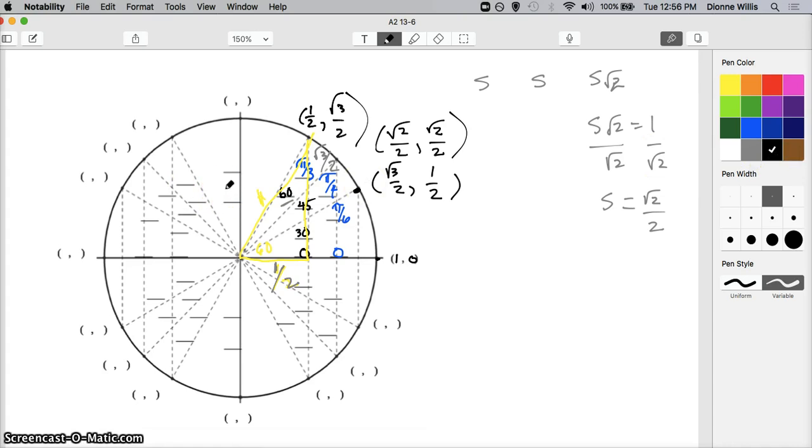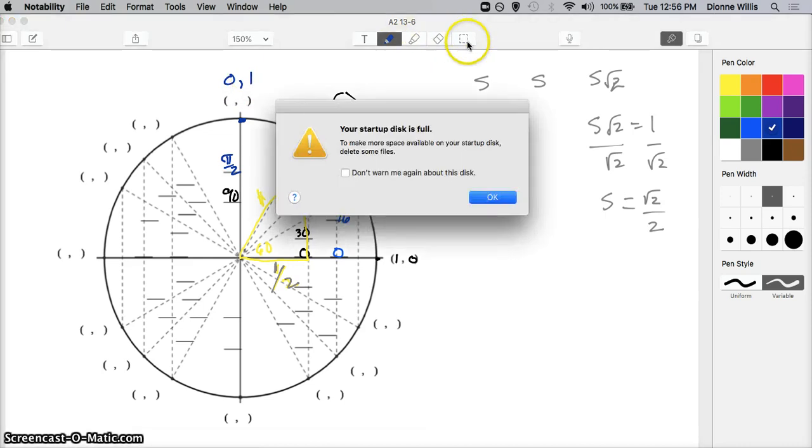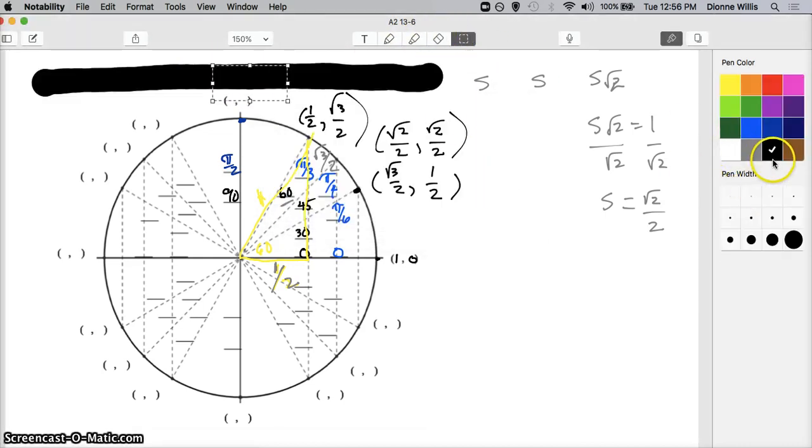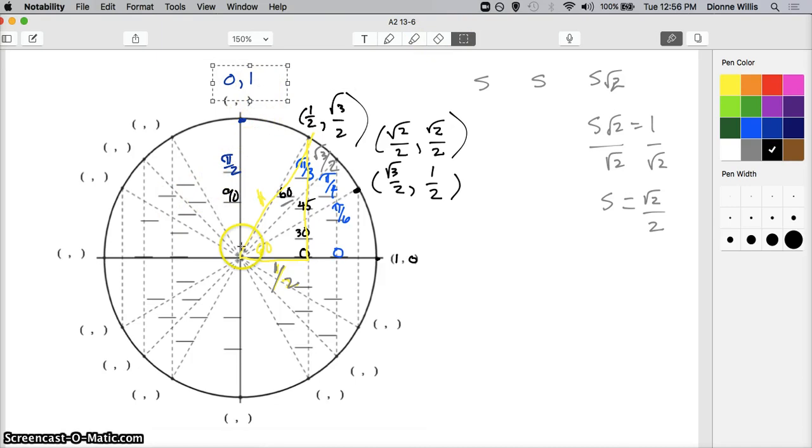This is 90 degrees, which we know to be pi over 2 in radians, right? So let me write that down over here. And we know that this point, since the radius is 1, this point has to be 0, 1, because, oh, that's not what I intended. It has to be 0, 1 because we are dealing with this axis. So what does that mean for us?